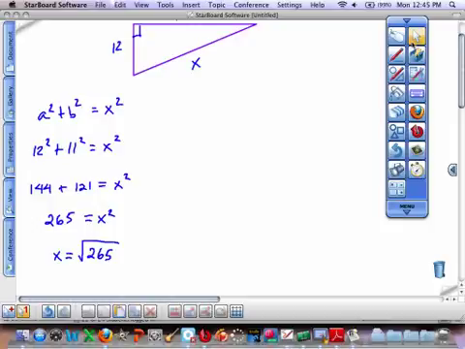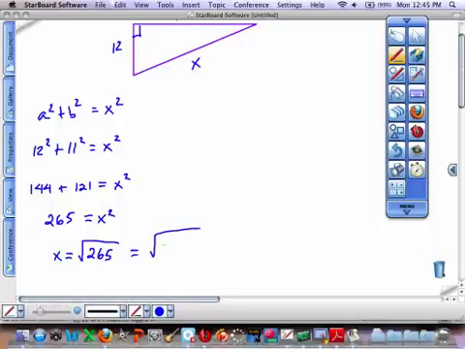5 times what? 53. So that's the square root of 5 times 53. All right, here's a slight problem. What do we know about 5? It's a prime number. Okay, that presents a big problem. What about 53? What do we also know about 53? It's also a prime number. And neither one of those are perfect squares, therefore that's as far as we can go. So leave it as the square root of 265.